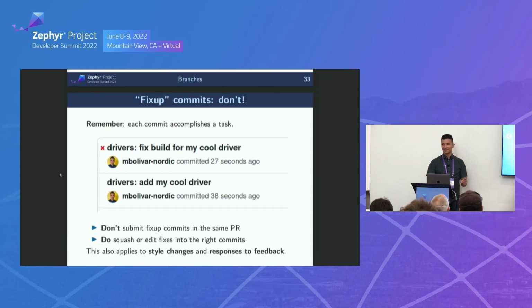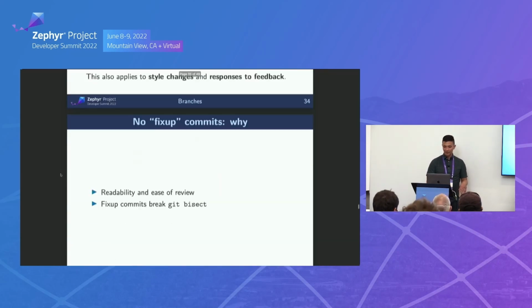Don't do that. Please, don't do that. Remember that each commit accomplishes a task. So if your first commit is adding a driver, but the driver doesn't build, then the task is incomplete. And it's not a commit yet, or it's not a good commit. So please don't do that. Earlier on, Carles talked about rebasing and how interactive rebasing and editing your branches is kind of table stakes, right? We expect you to know how to rebase before you come to us with your pull request. So squash your fixes in your fix-up commits appropriately before you submit. And there are many reasons why.